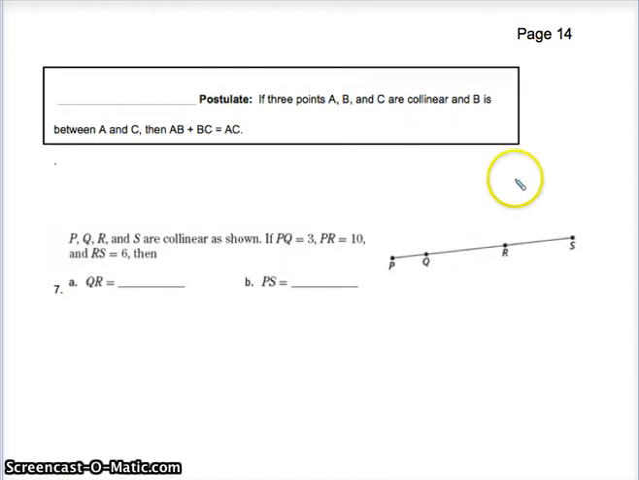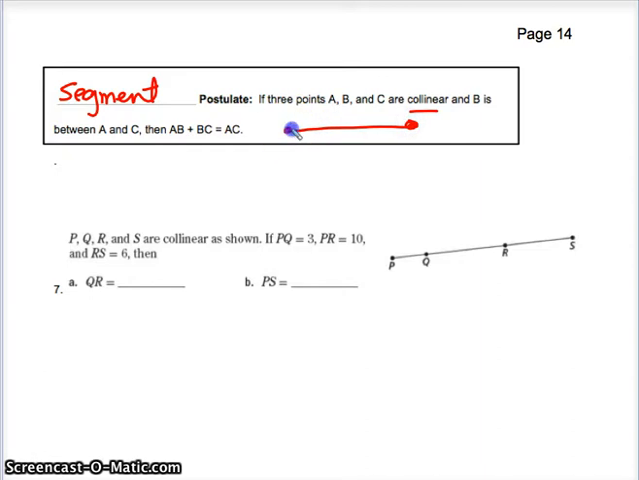Moving on to the next page. Be sure that you're on page 14 in the packet. We're going to talk about what's called the segment addition postulate. The segment addition postulate says that if I've got 3 points that are all on the same line, or they are collinear, and B is between A and C, then I can add segment AB to segment BC, and I'll get the full AC. So I'll kind of draw a picture of this situation.